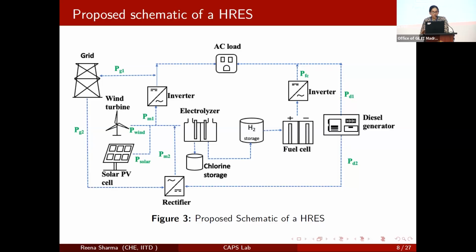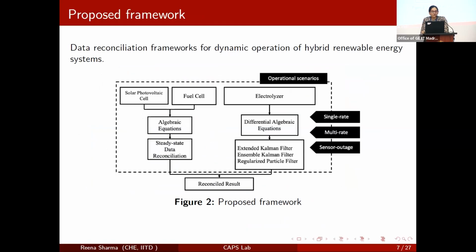Solar, from the proposed framework, I just explained. The solar photovoltaic cell and fuel cell contain algebraic equations, and for solving them we need steady state data reconciliation. For electrolyzers, we have differential algebraic equations, and to solve them and remove the measurement error, we need a state estimation technique like EKF, ensemble Kalman filter, extended Kalman filter, and regularized particle filter, and then we can get reconciled results. Reconciled data is the current, voltage, and temperatures. We can perform these data reconciliations for 3 operational scenarios: single rate, multi-rate, and sensor outage.